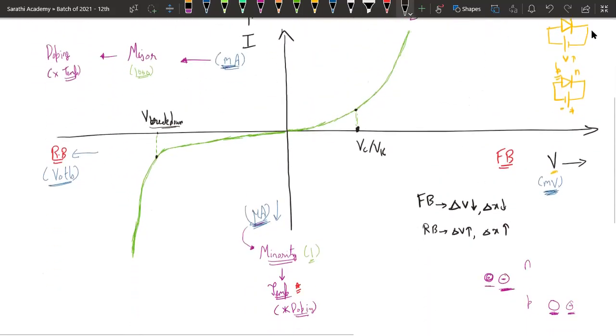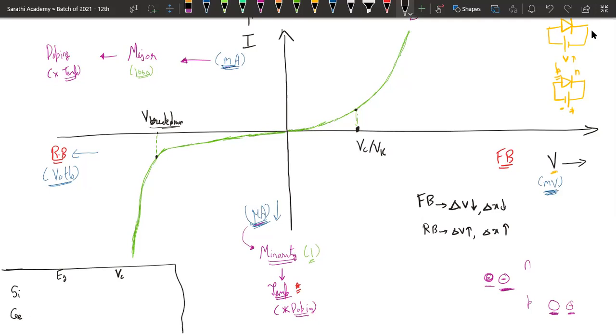Okay, you can note down one more thing. Now if you see this, generally the semiconductors used are silicon and germanium. Silicon and germanium are used. So their band energy gap and their knee voltage.